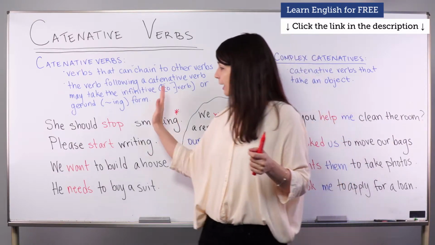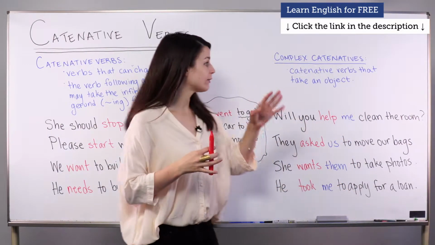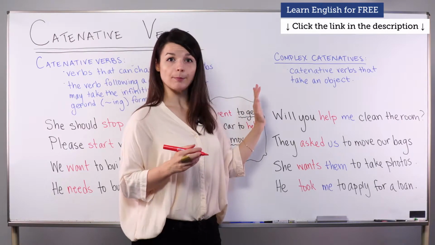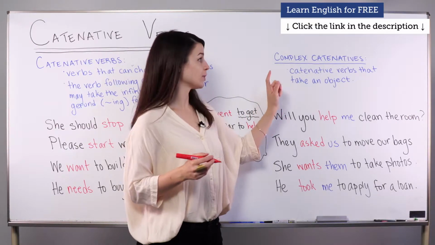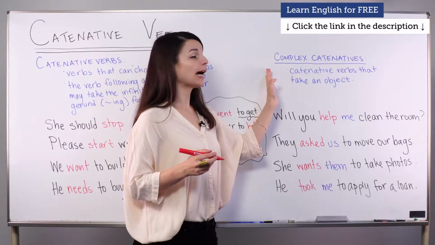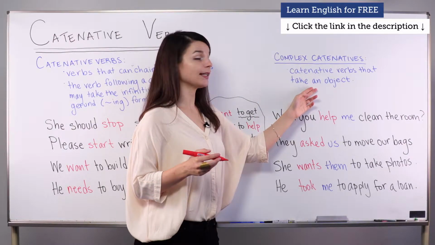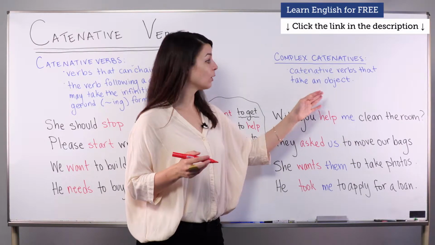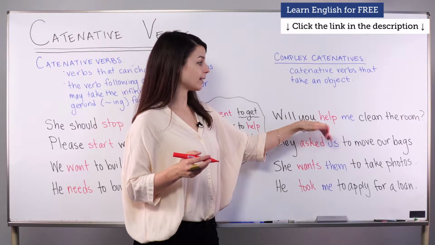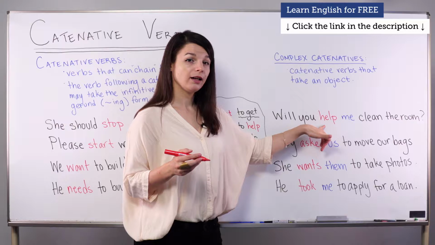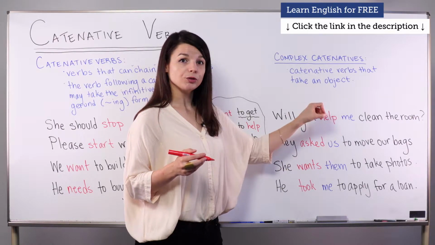Okay, so now I want to continue to a more in-depth topic, a little bit deeper into this subject, complex catenatives. So complex catenative verbs, these are catenative verbs that take an object. So I have some example sentences here. Again, the catenative verb is in red and the object is in blue.